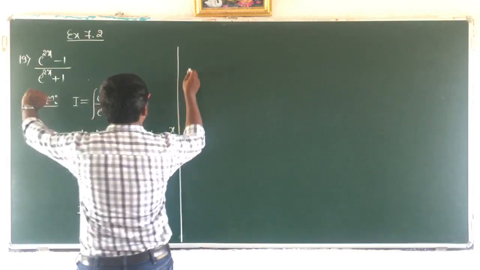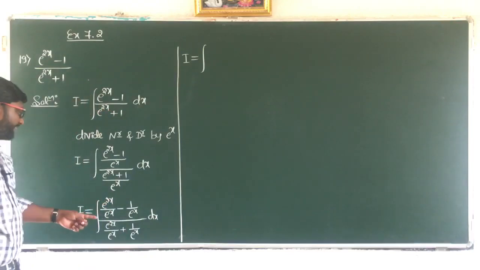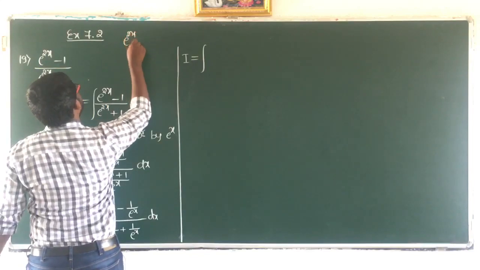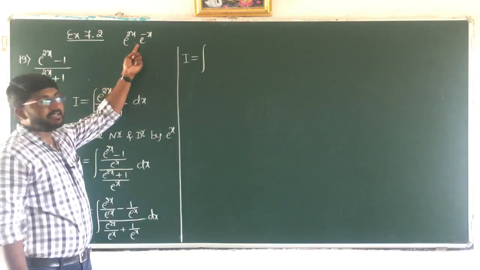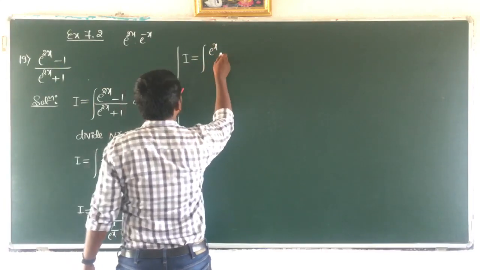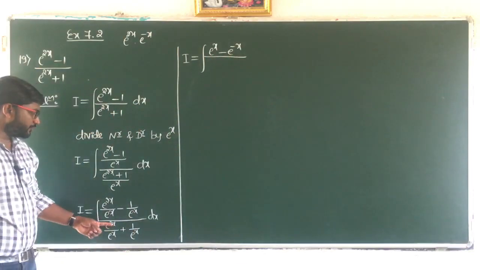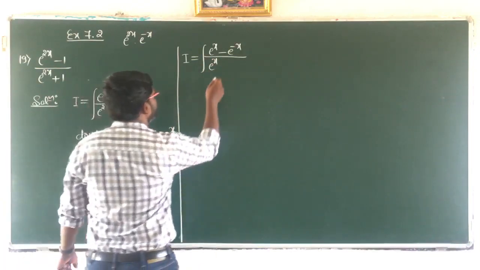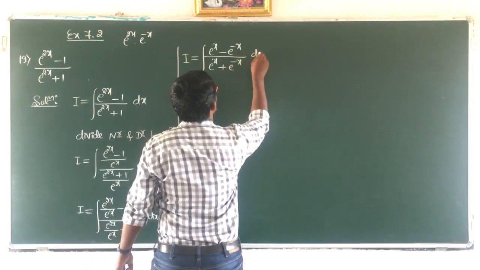So now I, which is equals to integral. So here if you take e raised to x to the numerator, it becomes e to the power 2x into e to the power minus x. So this becomes minus x now. So what do we get now? E raised to 2x minus x will be x. So it is e raised to x minus e raised to minus x whole divided by. So here again e raised to 2x by e raised to x will be e raised to x plus e raised to minus x dx.